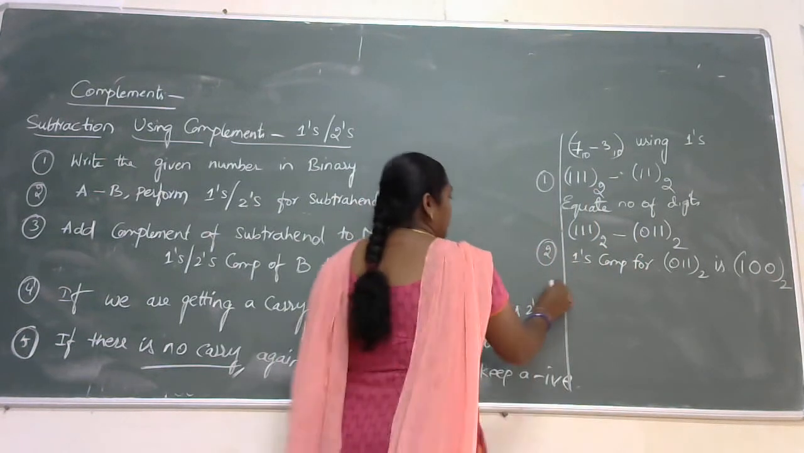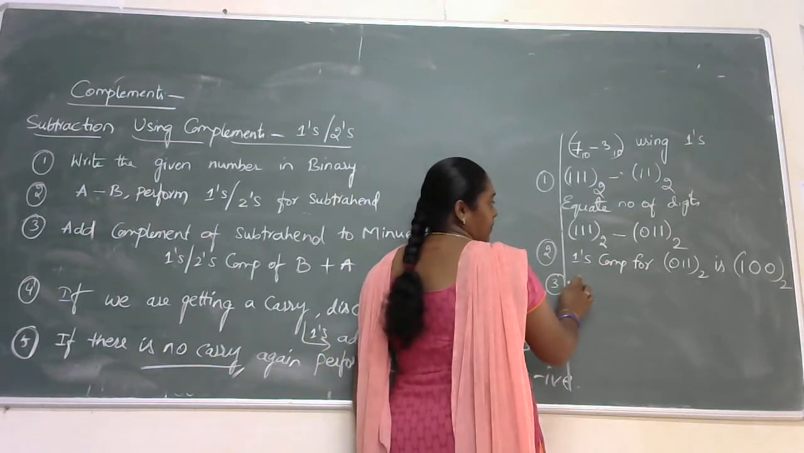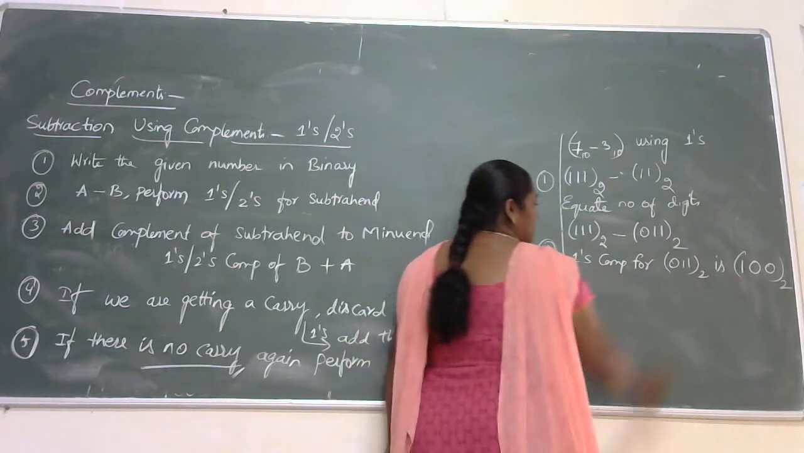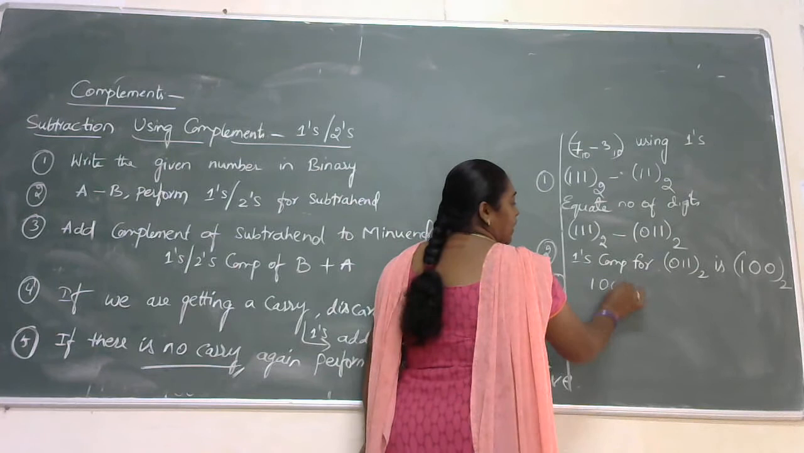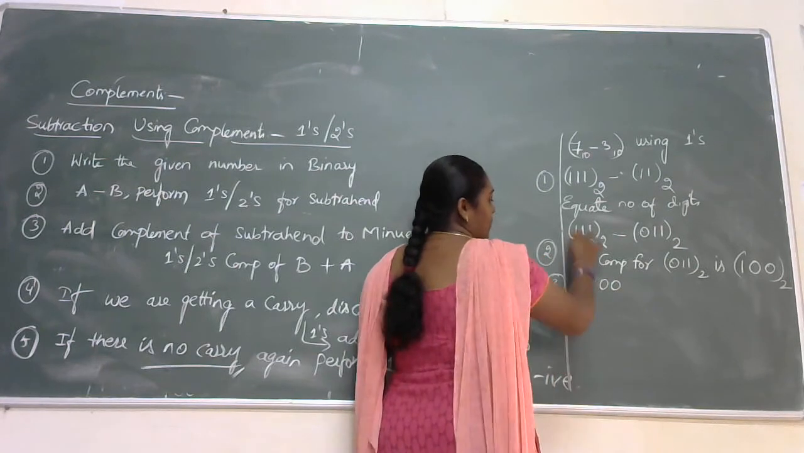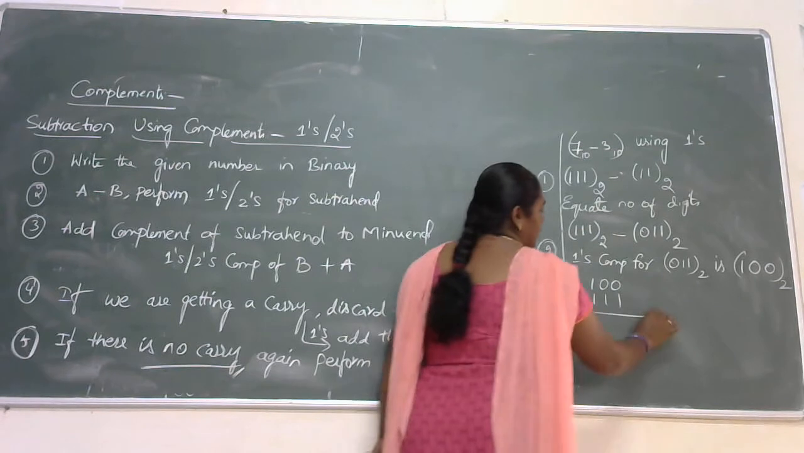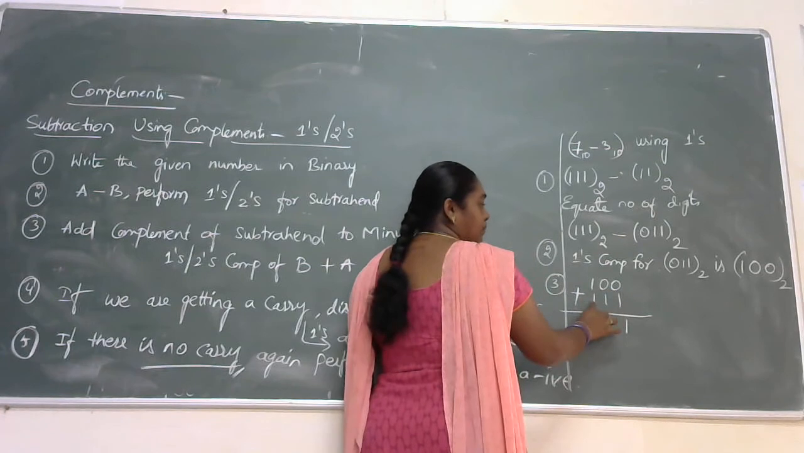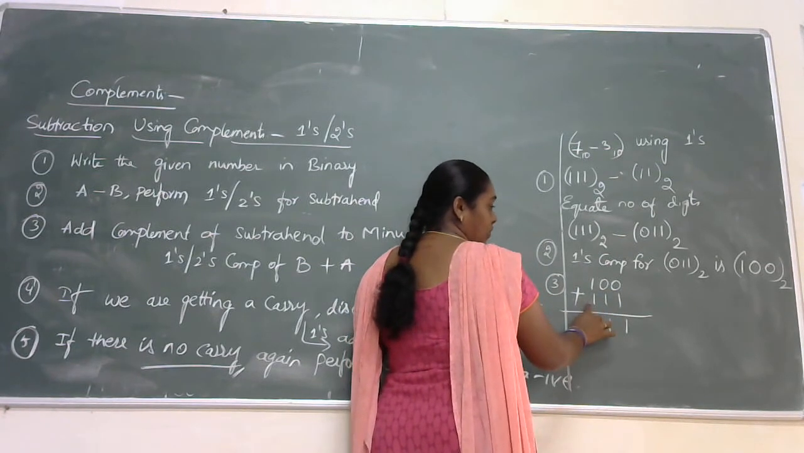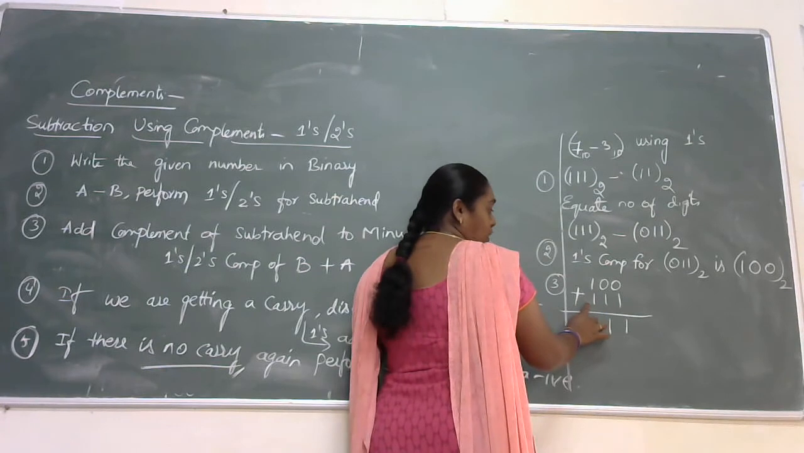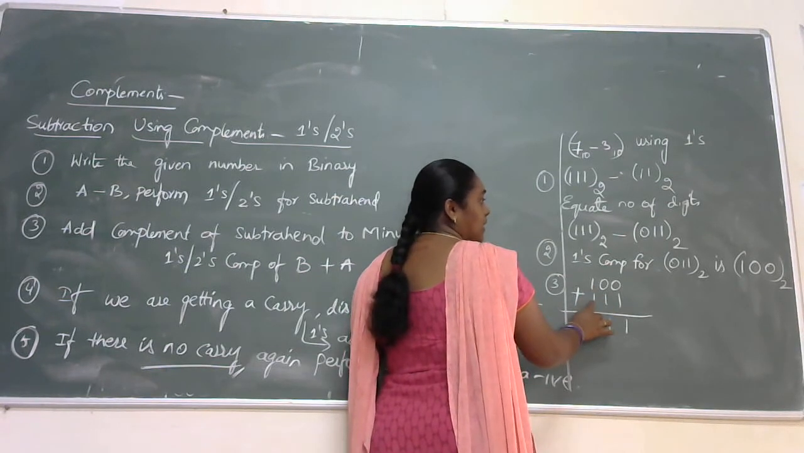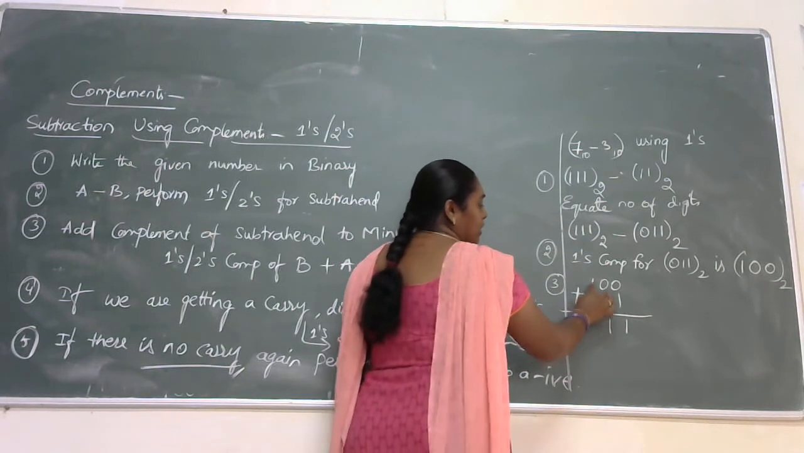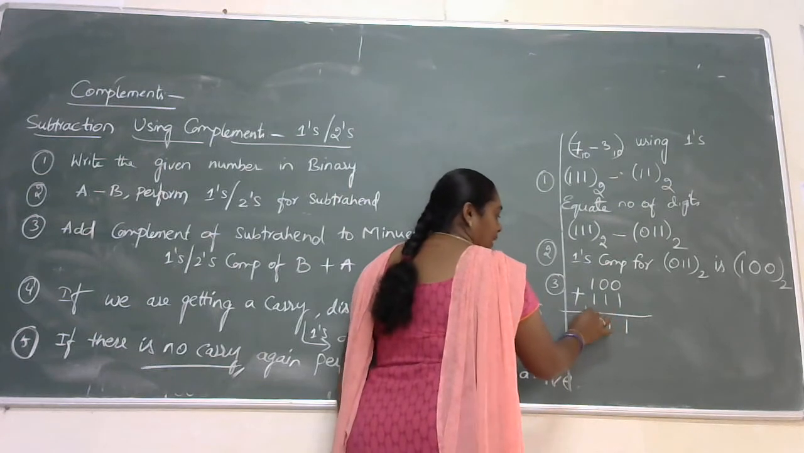And step 3 is we need to add the 1's complement of the negative number to the positive number. So the 1's complement of 011 is 100, plus the positive number, which is 111. 0 plus 1 is 1, 0 plus 1 is 1, 1 plus 1... We are not performing a decimal operation here, we are performing a binary operation. So 1 plus 1 in decimal is 2. The 2 equivalent in binary is 0 with the carry 1. So here 1 plus 1 is 0 with the carry 1.